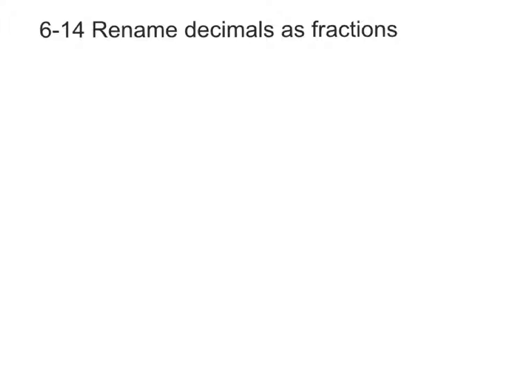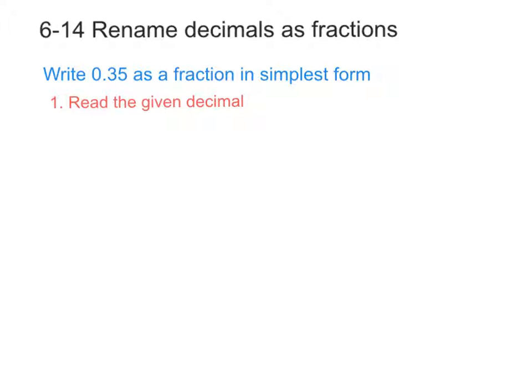In the last lesson, we renamed fractions into decimals by dividing bottom into top. But now we're going to rename decimals as fractions. Let's write 0.35 as a fraction in simplest form. So first, we have to read the given decimal.